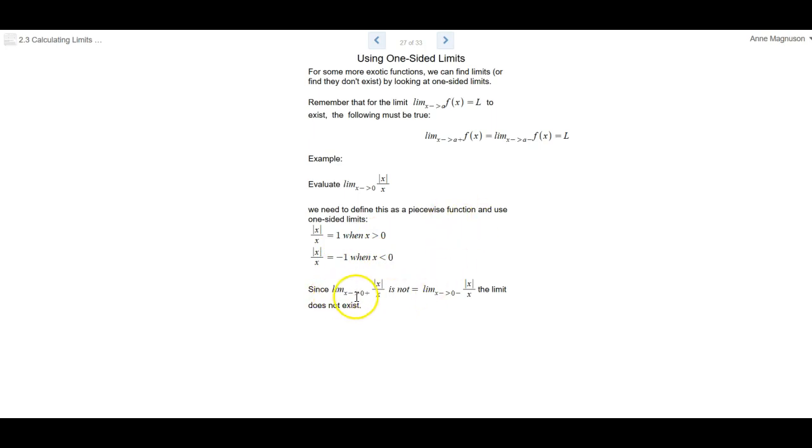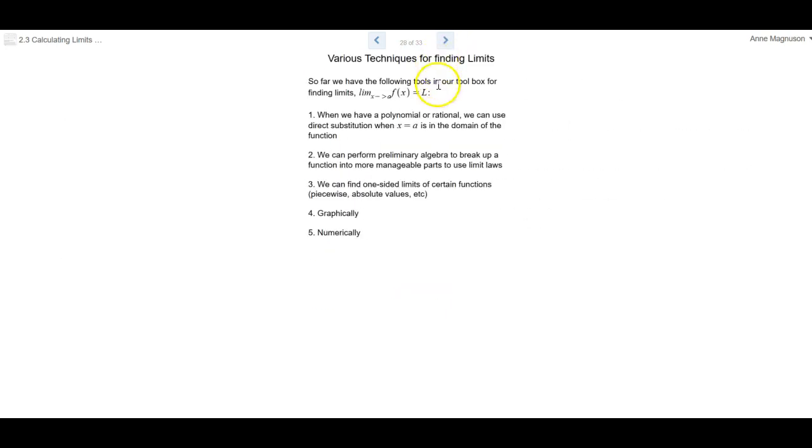So when we look at the limit as x approaches 0 from the right, that would be 1, yet the limit as x approaches 0 from the left would be minus 1. So this limit does not exist. This is just summarizing the various techniques we've had for finding limits. The easy case is when it's a polynomial or a rational function and x equals a is in the domain.